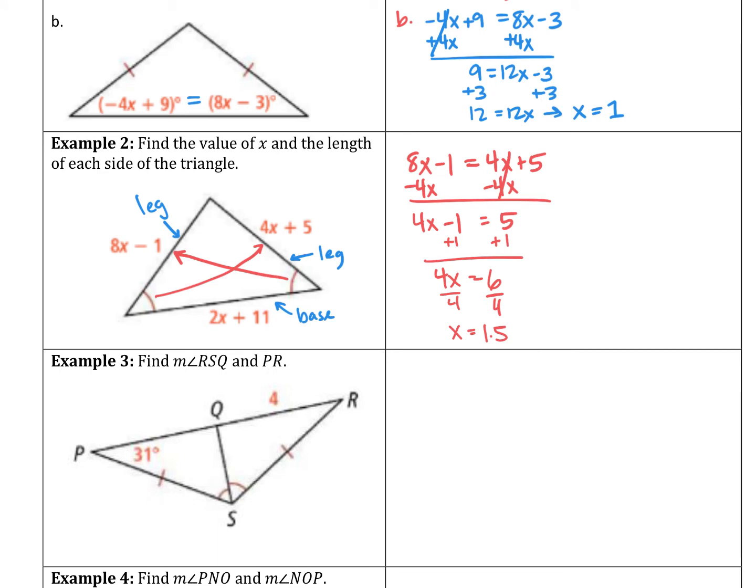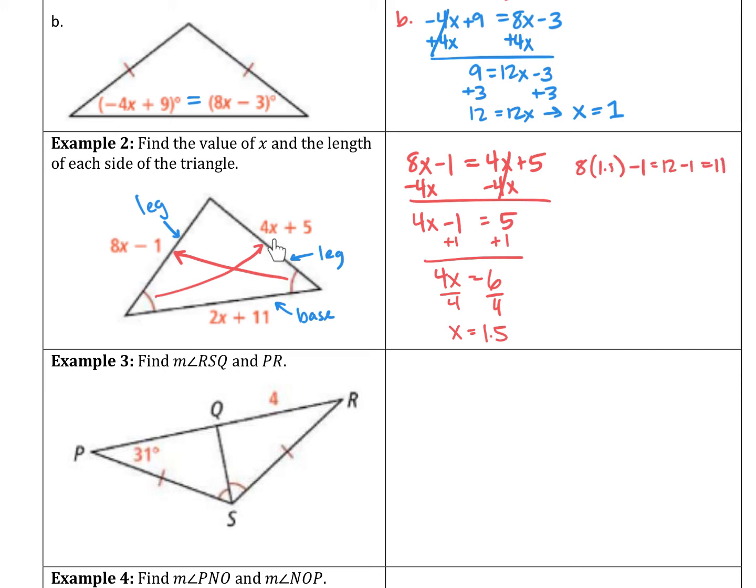Now I'm going to find the length of each side of my triangle. So I'm going to plug in that 1.5 for x in each side. So 8 times 1.5 minus 1 would give me, see, 8 times 1.5 is 12. 12 minus 1 is equal to 11. So I have one side that's 11.